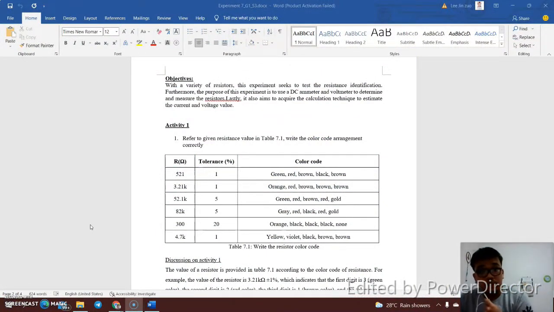My name is Lab7 G1 and now I'm going to present some of the parts for experiment 7 in the lab for BEV20501.